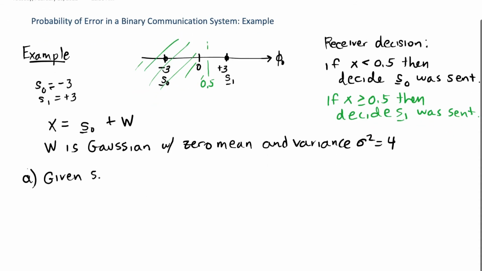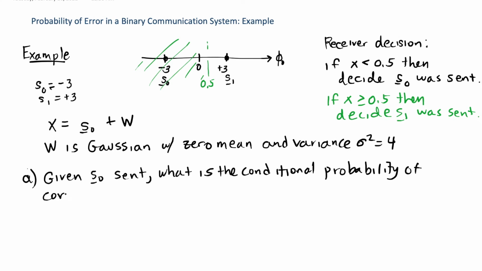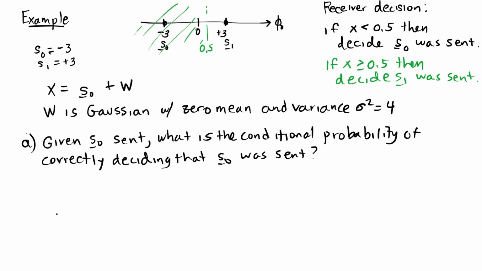The questions we're going to ask are as follows. Our first question is about the conditional probability of correctly deciding that S0 was sent, given that S0 was in fact sent. What we're going to do to solve that is consider this probability: the probability that S0 is received, given that S0 was sent. And these are the words that I'll use to describe this probability. The vertical line separates the event that I want to know the probability of and the event of the given information. I'm given that S0 was sent, so that goes after the vertical line in the probability statement.